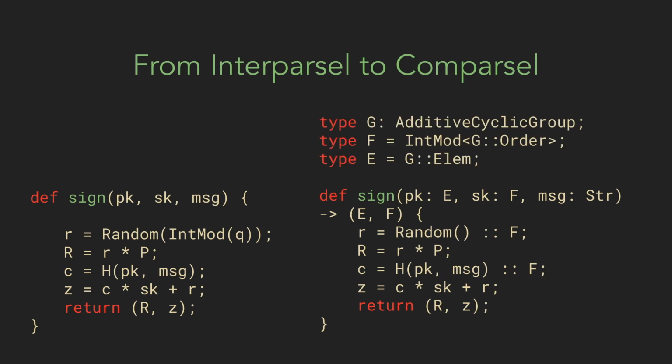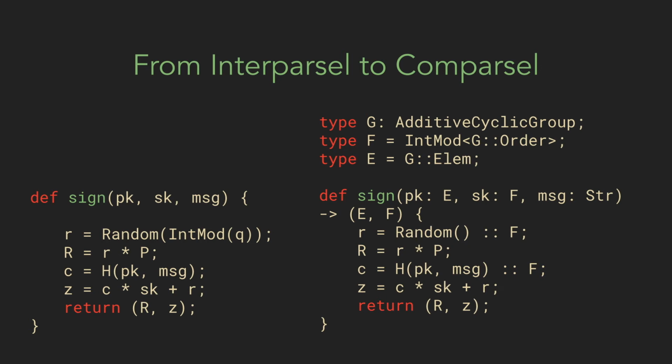G, the group, was previously an object, but now becomes a type variable, which must be bound to a type that implements the additive cyclic group type class. Then, E and F are defined in terms of the group G. In other words, this implementation is generic over any additive cyclic group.